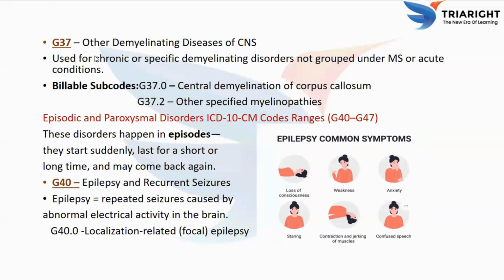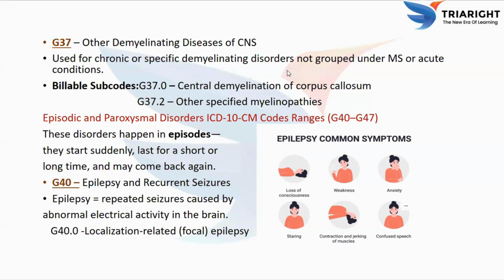So next, G37. Other demyelinating diseases of the central nervous system. These are problems where the myelin sheath, that is the protective layer around the nerves in the brain and spinal cord, gets damaged, right? When the myelin sheath gets damaged but they do not fit under G35 multiple sclerosis or the acute conditions of G36, those are involved in G37. So what does G37 include? It includes the long-term or specific types of demyelination, conditions that don't exactly match multiple sclerosis or the sudden onset demyelination.